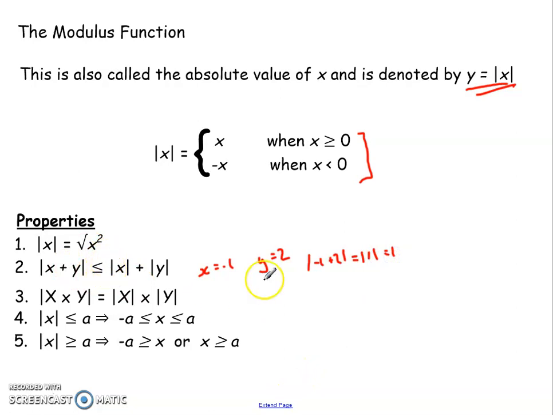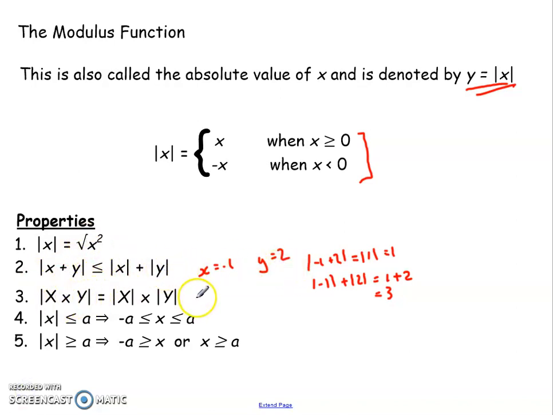If I look at it the other side, and I do magnitude of -1 plus the magnitude of 2, well the magnitude of -1 is 1, plus the magnitude of 2, which is 2, so that's going to be equal to 3. So what that means is that this form here, x plus y, the magnitude of it, is less than the magnitude of x plus magnitude of y. So this property here holds.